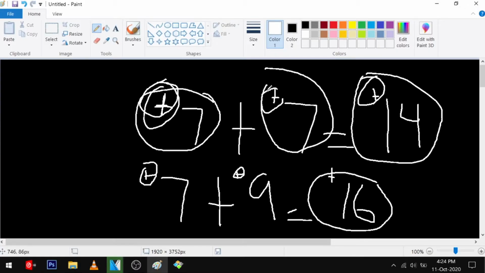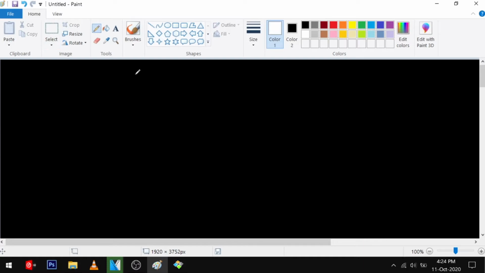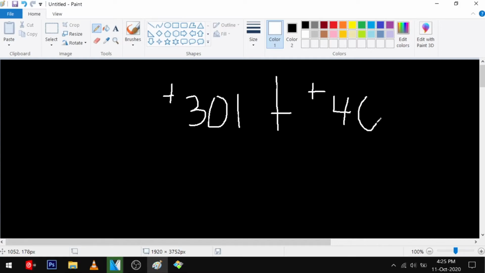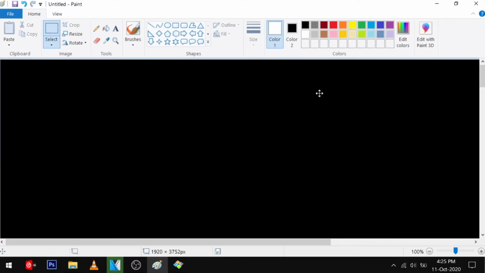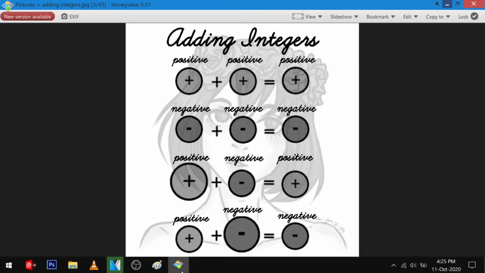I'll give one more example. Okay. In that example, we're going to have positive 301 plus positive 46. If I add positive 301 plus 46, my answer would be 347, and it's going to be positive because both numbers are positive. Easy, right? So let's look at the next rule in adding integers.